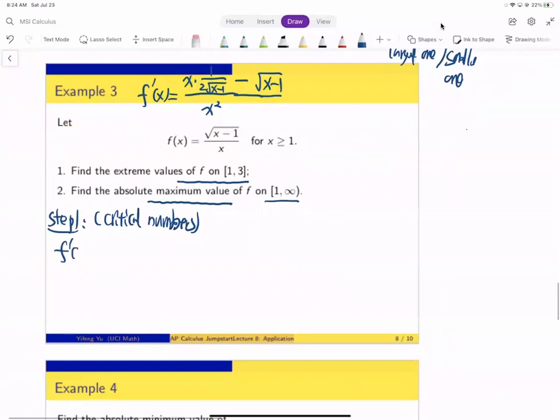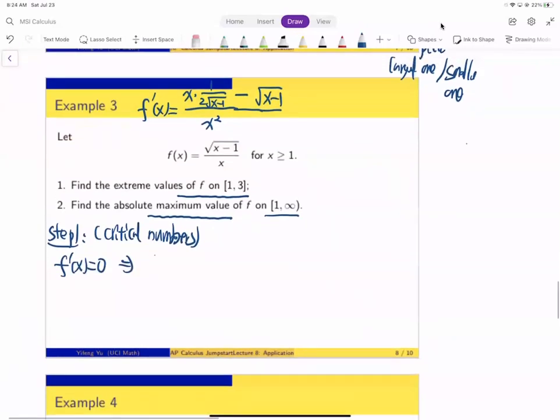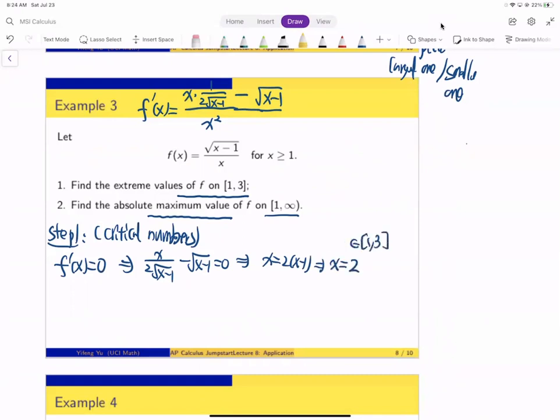And then I set f'(x) equals 0, and we can just solve this. You get x over 2 times the square root of x minus 1, minus the square root of x, equals 0. So from here you get x is twice the square root of x minus 1, and then you get x is 2. Okay, and the 2 is indeed between those endpoints, so we keep this one.